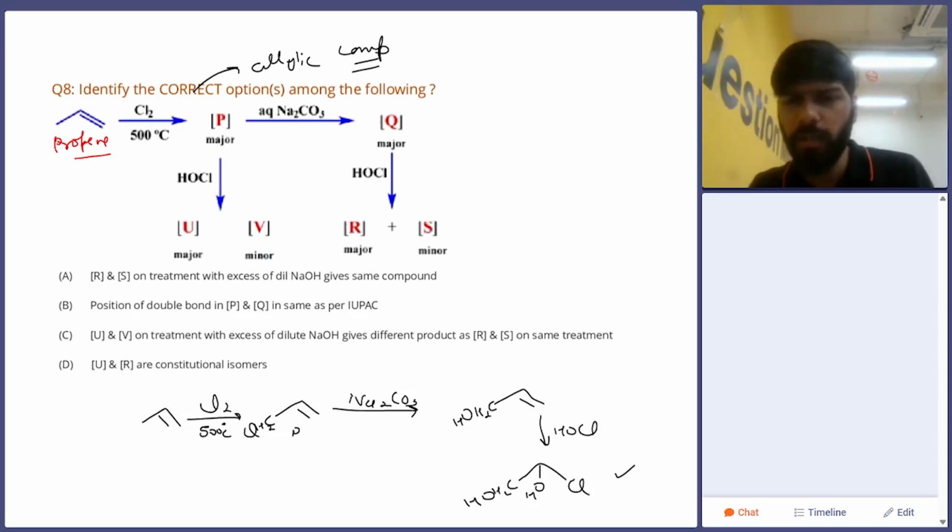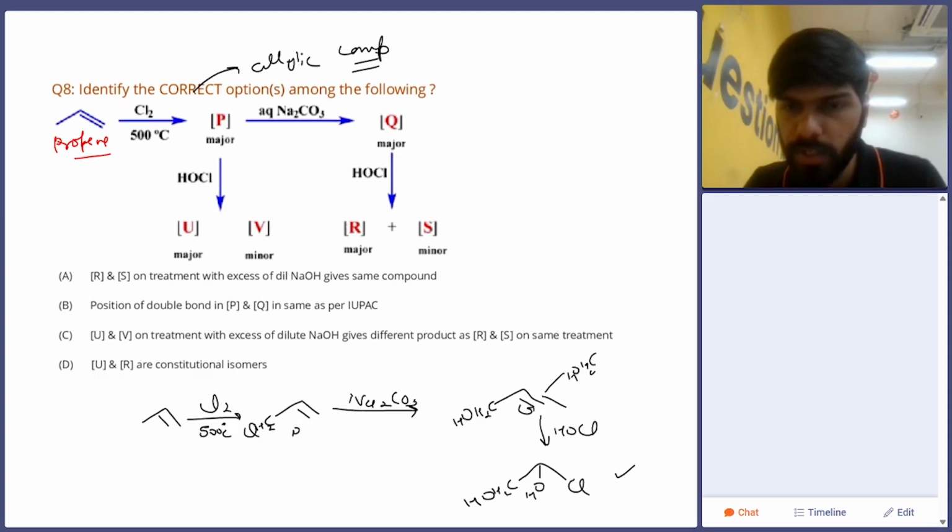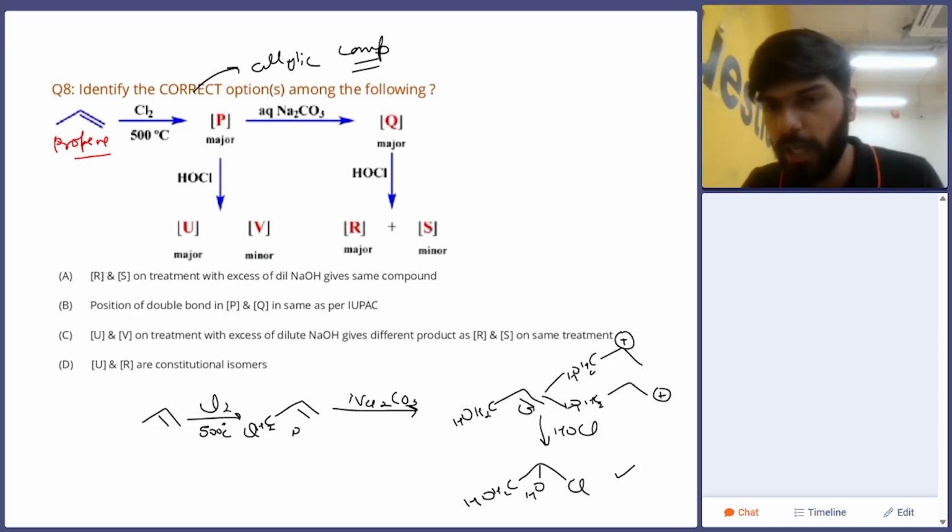This is my major product. The minor product will be where OH will come here and Cl will come here. This is because of the 2-degree carbocation happening here. There are two possibilities. See, if this bond migrates here, so CH2OH, this is a 2-degree carbocation. Okay. But if this bond migrates here, we will get CH2OH and a 1-degree carbocation. So that's the reason this forms the major product, and this will form the minor product.